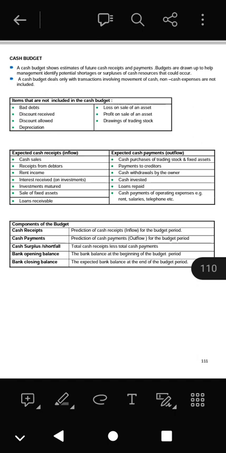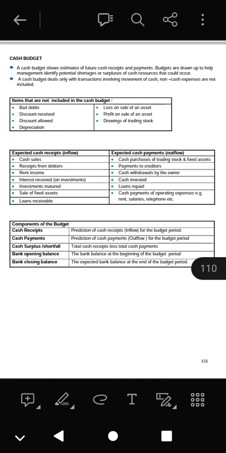Okay. Now let's look at the structure of the cash budget. What is it that we record and how do we record it? The first thing that we record in the cash budget are expected cash receipts. These are inflows of cash, the inflows of the cash that we are expecting. So, where exactly are we expecting cash to come from? Remember, the main source of income in business actually comes from sales.